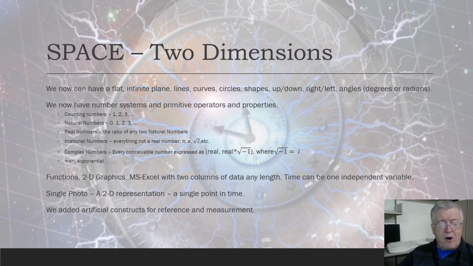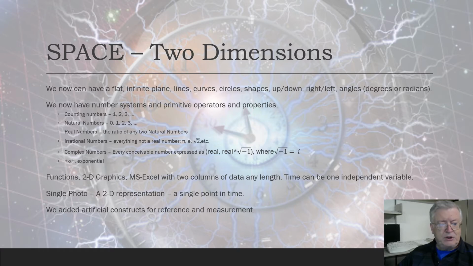So now that we have all the numbers we can think of, there are functions. We can have 2D graphics. You might have an Excel spreadsheet with 2 columns of data of any length, and time can be one independent variable. We'll talk about that a little more. You could have a single photo, which is a 2D representation, a single point in time. So you take a photo, it's a 2-dimensional representation.